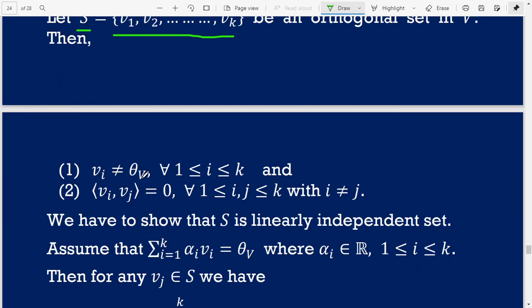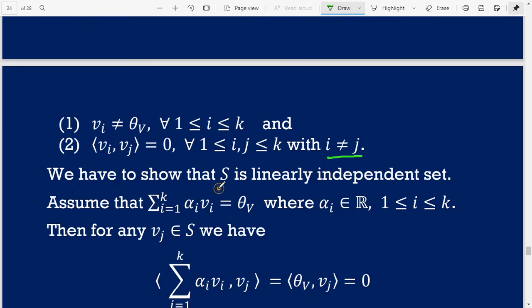Then S is a set where Vi is not equal to 0 vector for every 1 ≤ i ≤ k, and the inner product of Vi with Vj is equal to 0 for every 1 ≤ i, j ≤ k with i ≠ j. So here we have to show that S is a linearly independent set.